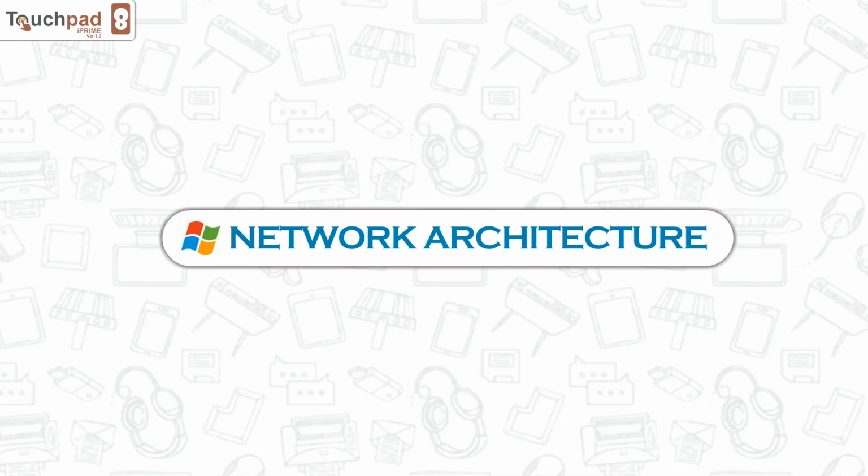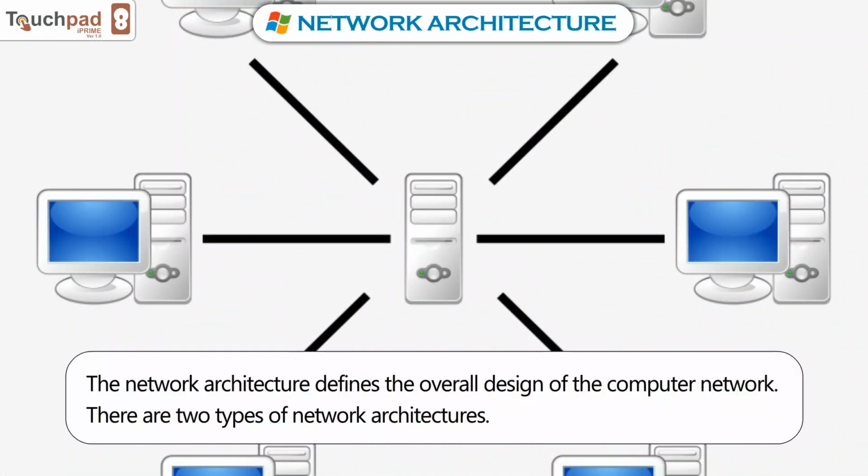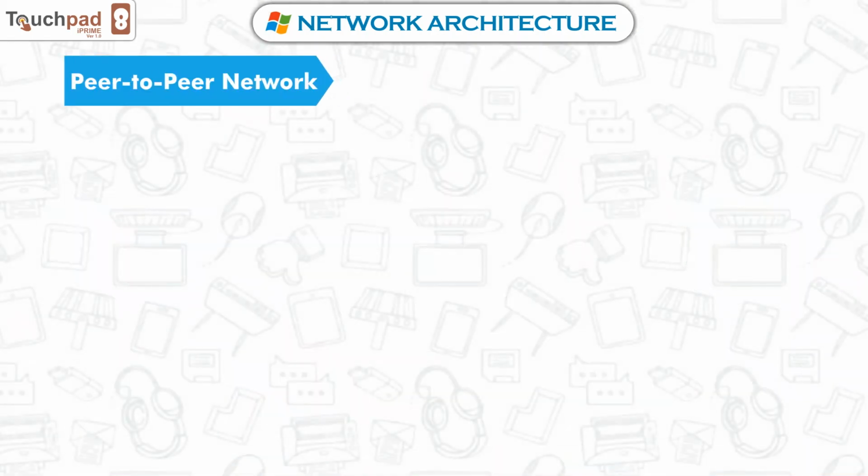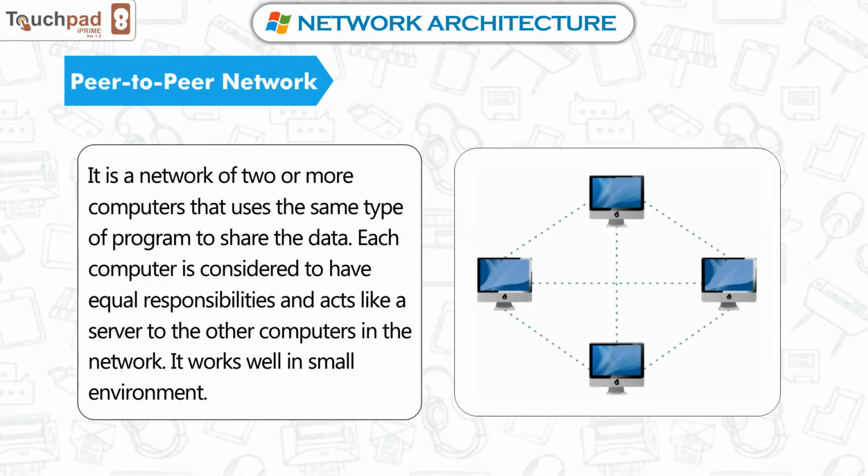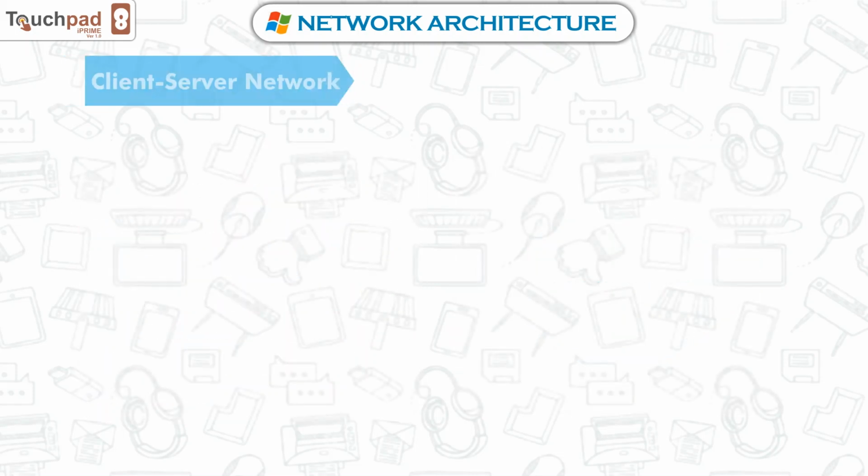Network architecture. The network architecture defines the overall design of the computer network. There are two types of network architectures. Peer-to-peer network. It is a network of two or more computers that uses the same type of program to share the data. Each computer is considered to have equal responsibilities and acts like a server to the other computers in the network. It works well in small environments.